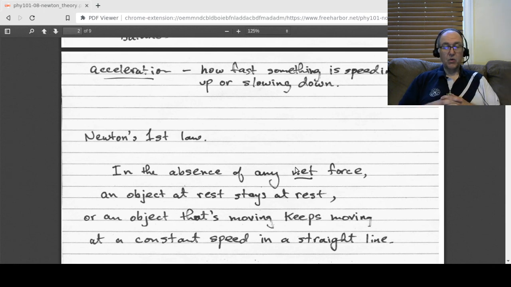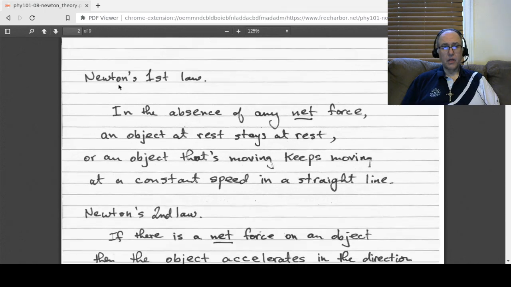So if in a problem I tell you it's not speeding up or slowing down and it's moving in a straight line, your brain should immediately go, oh, the net force is 0. Or if in a problem I say to you the net force is 0, your brain should go, oh, it's either not moving or it's moving at constant speed in a straight line. Okay, so there's the first law.